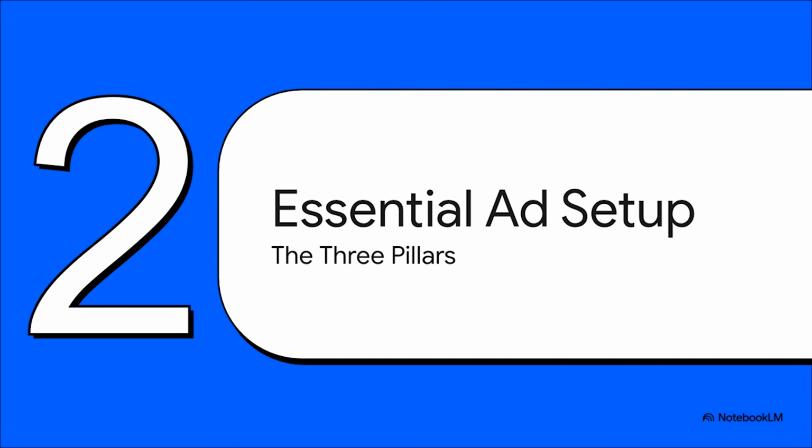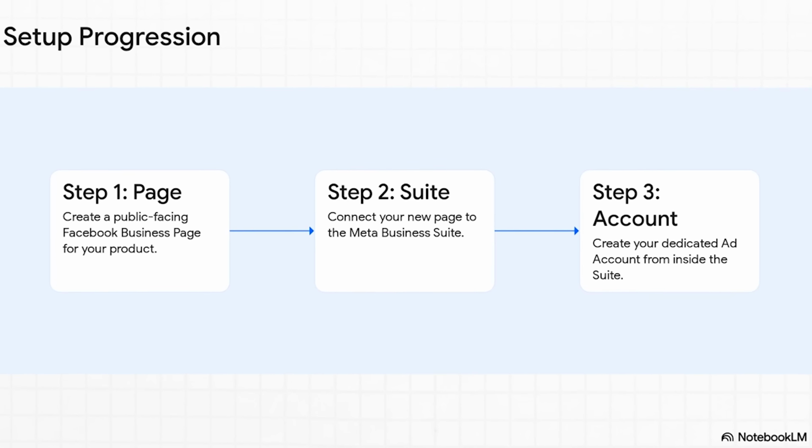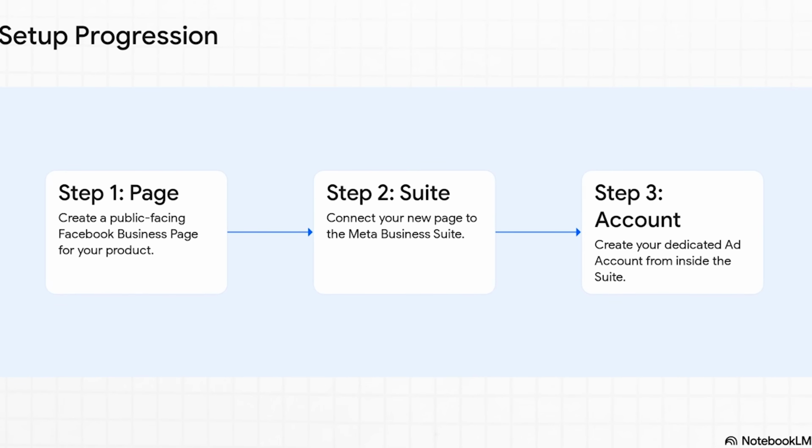So this foundation we're talking about, it really boils down to 3 essential pillars. You absolutely have to get these right before you spend a single dollar. It's totally non-negotiable for running successful ads on Facebook or Instagram. It's actually a really simple, logical flow. First up, you need a public Facebook business page for your brand. Think of it as your digital storefront. Next, you hook that page up to the Meta Business Suite. And then finally, from inside the suite, you create your dedicated ad account. See? Each step just builds on the last one.